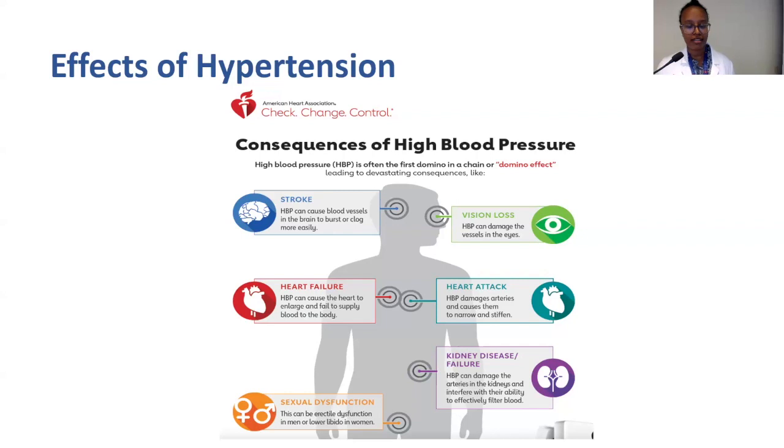Heart attack is another presentation, and that could be because you have damage within the arteries of the heart, the coronary arteries, or it could be because, again, if you have symptoms like heart failure, that could also cause secondary damage to the heart muscle. And kidney disease is the other big one.